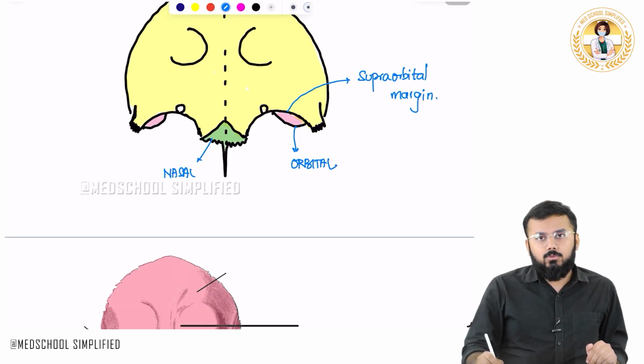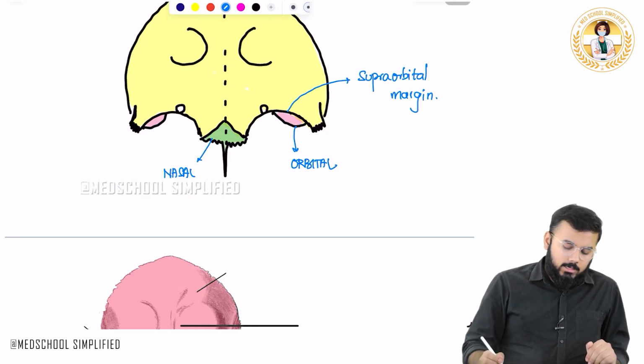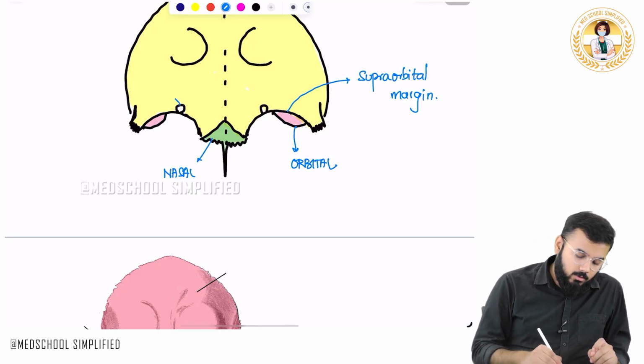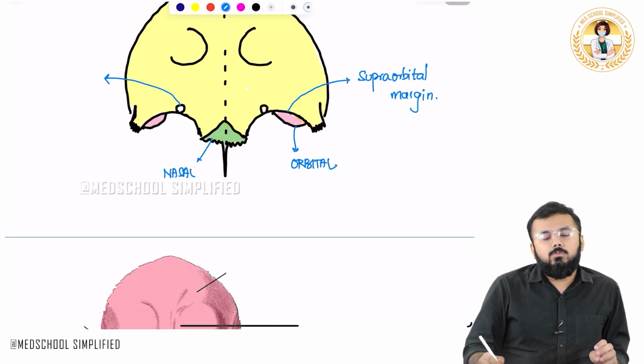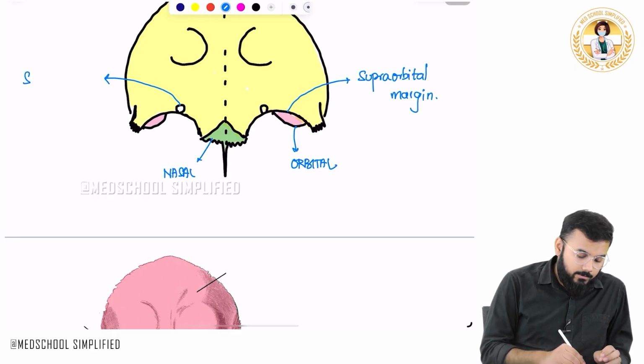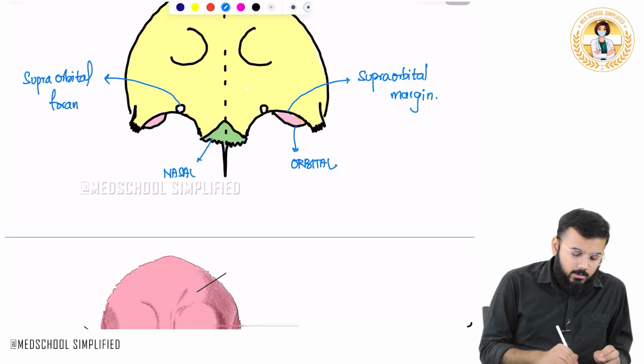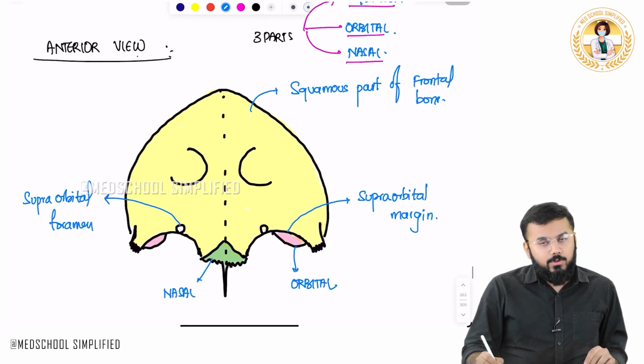So this one over here is called a supraorbital margin. On the surface of the supraorbital margin, you see an opening, a foramen here. This foramen is called a supraorbital foramen.